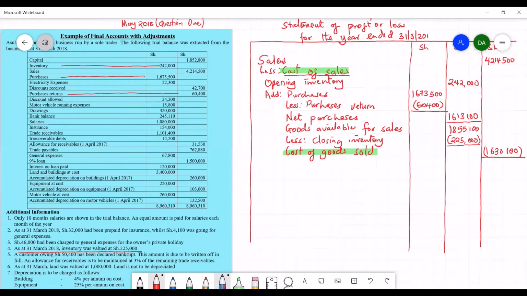And the gross profit which we are getting is equal to 2,584,400. That is the gross profit. After determining the gross profit, then we check whether we have other incomes that we need to add to the gross profit, because to the gross profit, we need to add other incomes.